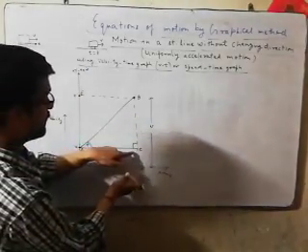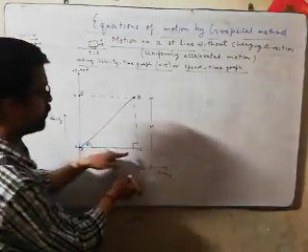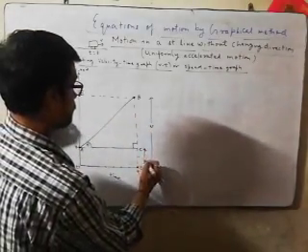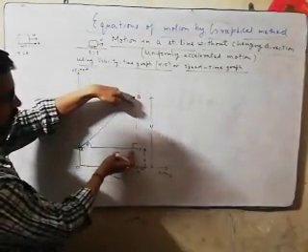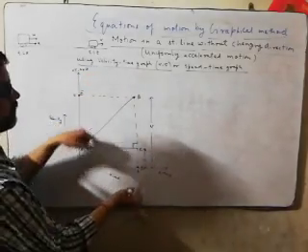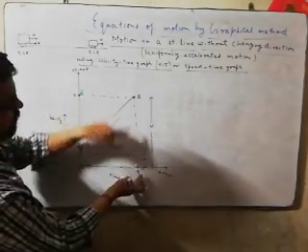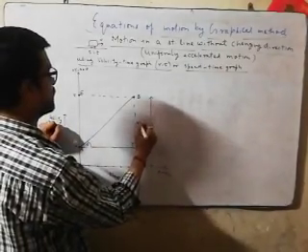OA is equal to CD. This is U, so this will also be U. So to get BC, what do we have to do? BD minus CD. BD is V, minus CD, so BC will be V minus U. Last day also we have done this.